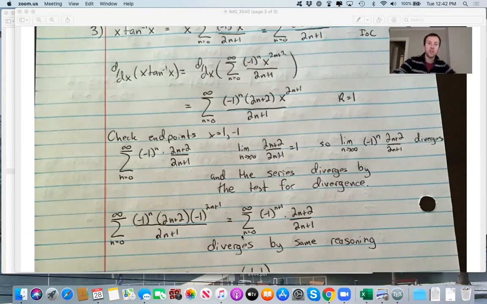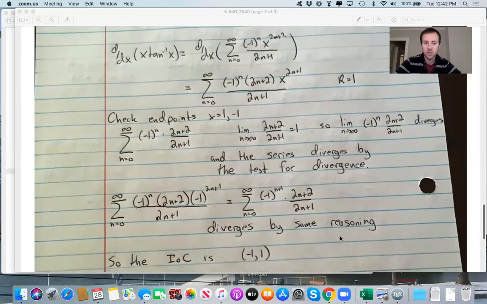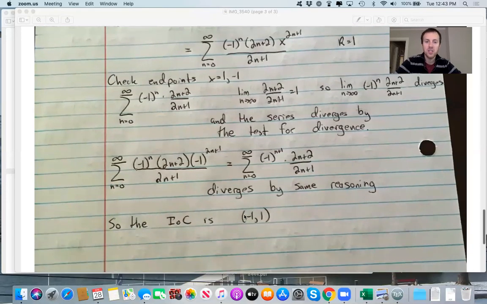So this means that we checked the two endpoints and they both diverged. So our interval of convergence is negative 1 to 1, not including the endpoints because we checked and those don't work.